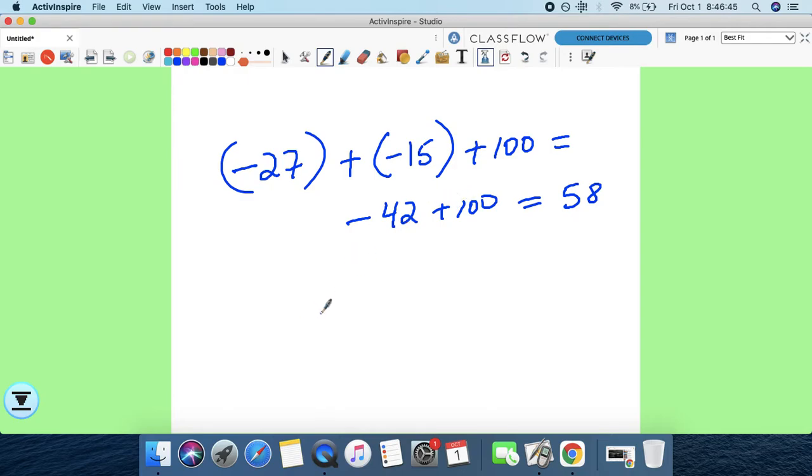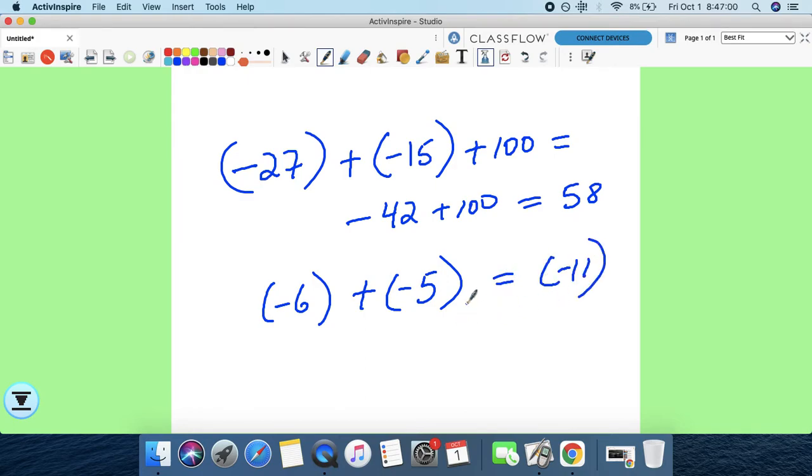On the first play, a football team lost 6 yards, so lost negative 6. On the second play, the team lost another 5, so we're going to add that. The team is going backwards, so negative 5. What was their total change in yards? So negative 11, right?